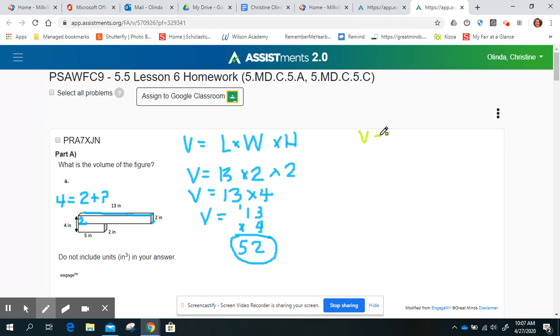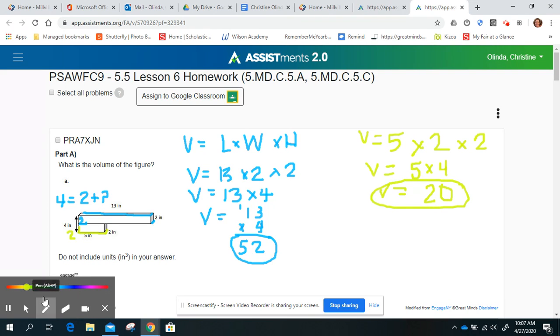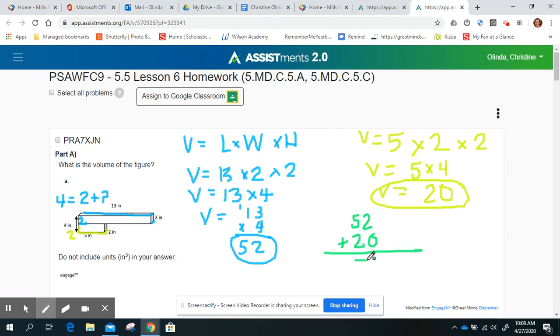And it's the same thing, length times width times height. I know that the length is 5 and the width is 2. And I also know that my height has to be 2 if the whole thing is 4. And then 5 times 4, because 2 times 2 is 4, and my volume equals 20. And then to find the total volume, I need to add both volumes together. So 52 plus 20 will give me 72 inches cubed.